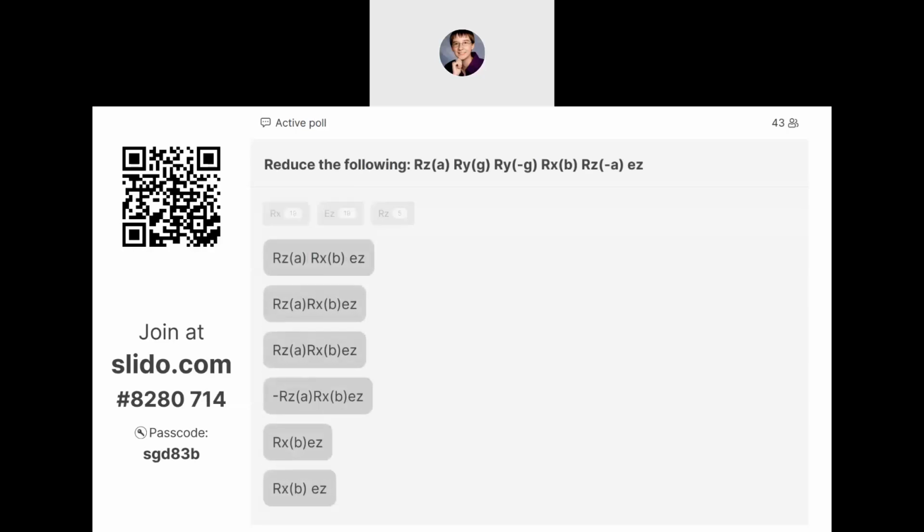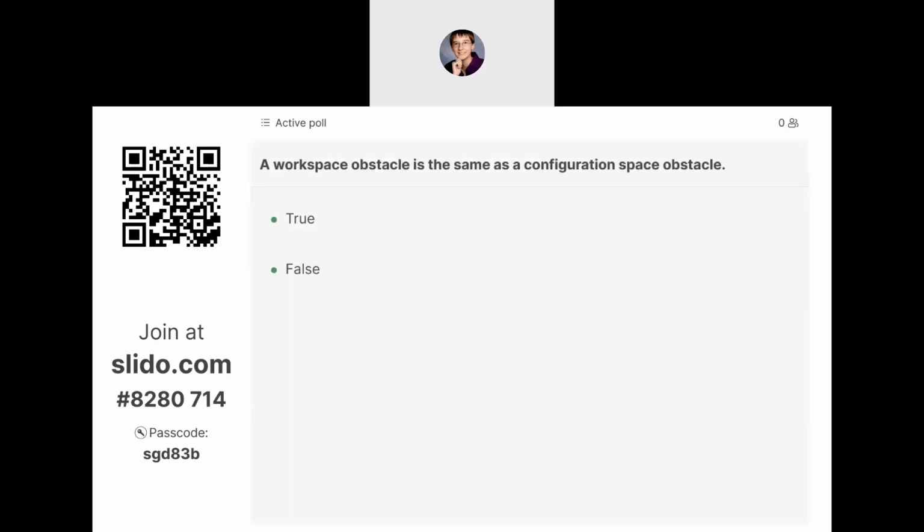It looks like, like I said, it's kind of messy to see here. All right, so digging back to some of the terminology that we use. A workspace obstacle is the same as a configuration space obstacle. So what an obstacle looks like in reference to the joint angles versus what it looks like for your end effector.